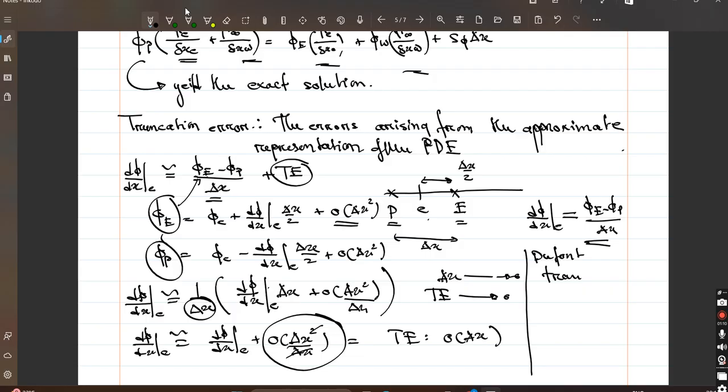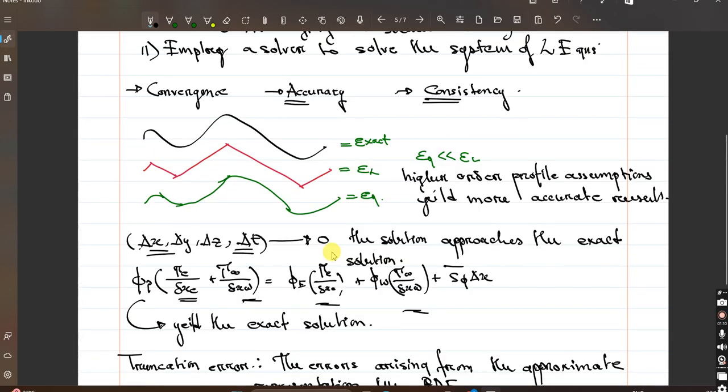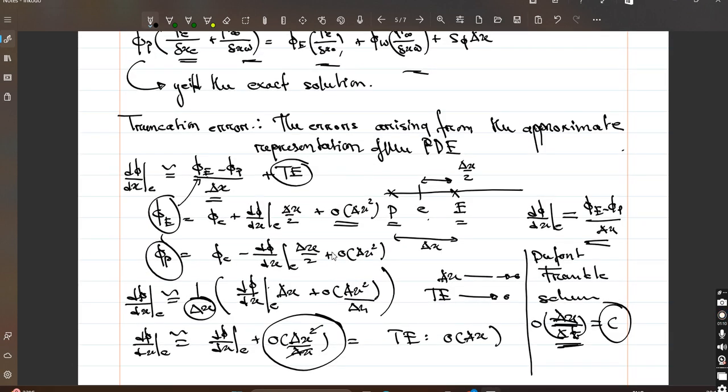Dufort-Frankel scheme, there are some terms like delta x by delta t in the truncation error, right? But when delta x and delta t both go to 0, this will not go to 0, right? This will be some constant. So this term will always linger. So no matter how small your delta x or delta t is, you will always get a solution which is far worse than the solution that we get when we have a coarser delta t or delta x, right? So this type of scheme is what is called an inconsistent scheme. Okay.